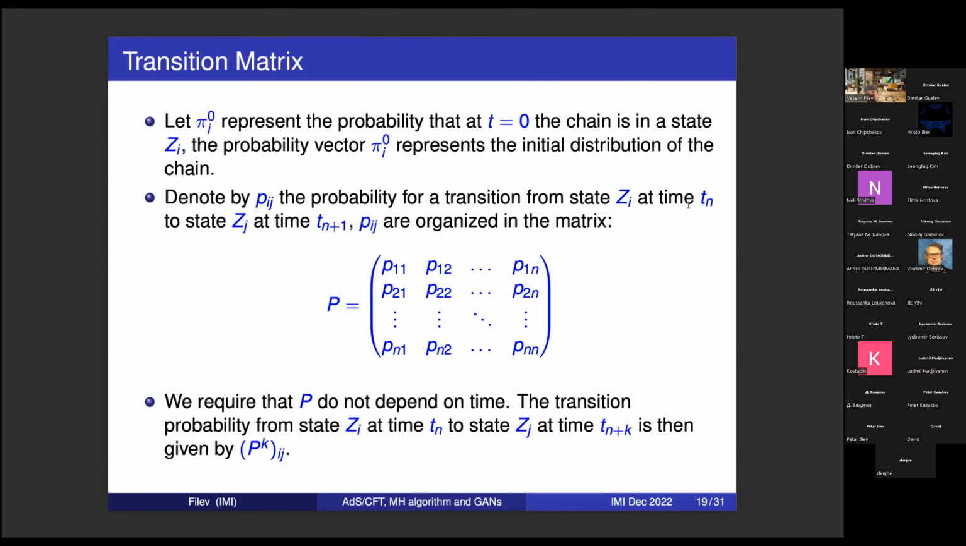But this comment here at time Tn actually is not that relevant because we require that these transition probabilities are constant. So we require that the transition matrix does not depend on time. And if we organize the transition probabilities in a matrix, they give us this transition matrix.